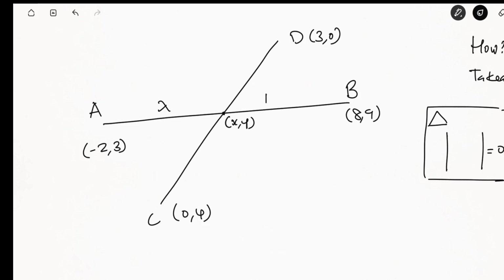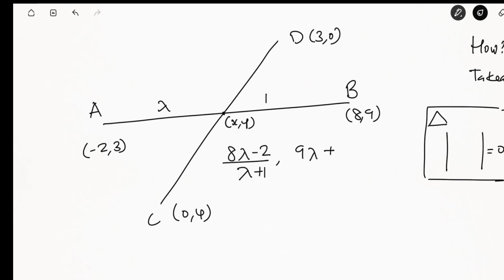So what will be the point here? If the ratio is lambda and 1, this point will be, by cross multiplication, x is 8 lambda over 2 lambda plus 1, and y will be 9 lambda over 2 lambda plus 1.